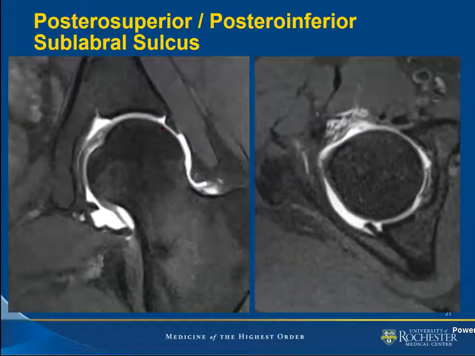Now for the sulci, the most typical site of labral tearing of the hip is at the anterosuperior chondrolabral junction. If you start seeing abnormalities either at the posterosuperior chondrolabral junction or posteroinferior chondrolabral junction, and it's taking on a triangular morphology with very smooth borders, then your index of suspicion that you're dealing with just a normal variant or a sublabral sulcus should be raised.